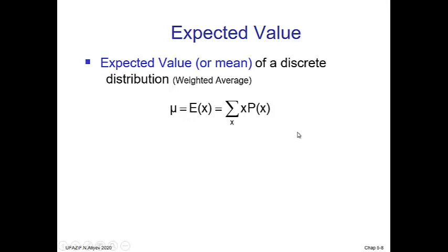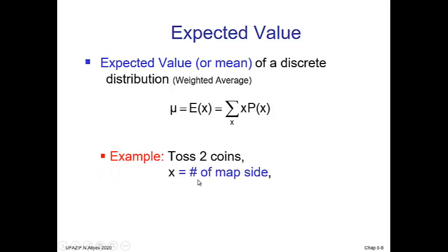Now let's consider one example about it. Suppose we toss two coins. X represents the number of map side. Compute the expected value of x.